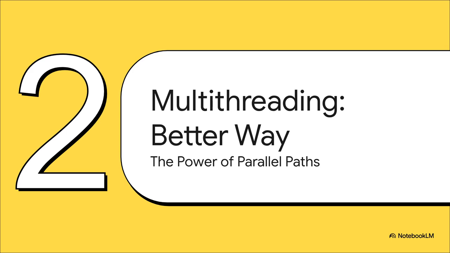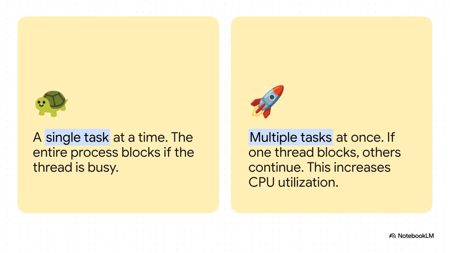Well, it's simple. We add more workers, or in this case, more threads. And that is the whole idea behind multithreading, turning that narrow one-way street into a massive multi-lane highway. And the difference is just night and day. A single-threaded process gets completely stuck if one task gets a snag. Everything just stops. But with multithreading, other tasks can just keep on running like nothing happened. And all of a sudden, we're making way better use of our computer's power.